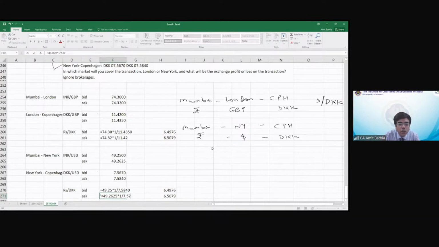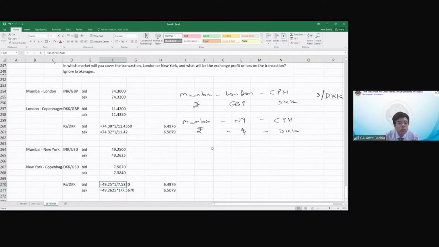7.57 is it? Sorry, 5670. Okay. Is everyone getting this? Yes, sir. All right. So now I have computed the values. Now, can you please tell me what am I supposed to do over here? Am I supposed to be buying DKK or selling DKK? Yes. What is required?